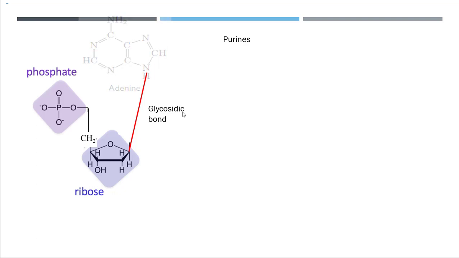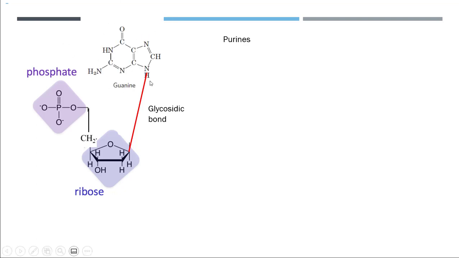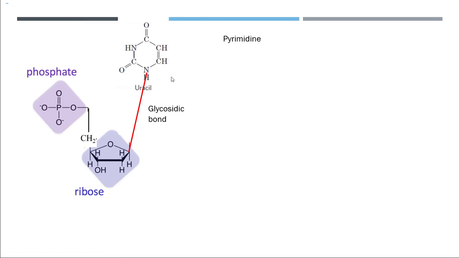Fine? Okay. If it's guanine, you can see the structure. Just remove this hydrogen because nitrogen only makes 3 bonds, so this hydrogen should not be here. Fine? In case of pyrimidines, we will attach it with the nitrogen atom 1 in that structure. So that's uracil, similarly thymine, similarly cytosine. Fine? Okay, next.